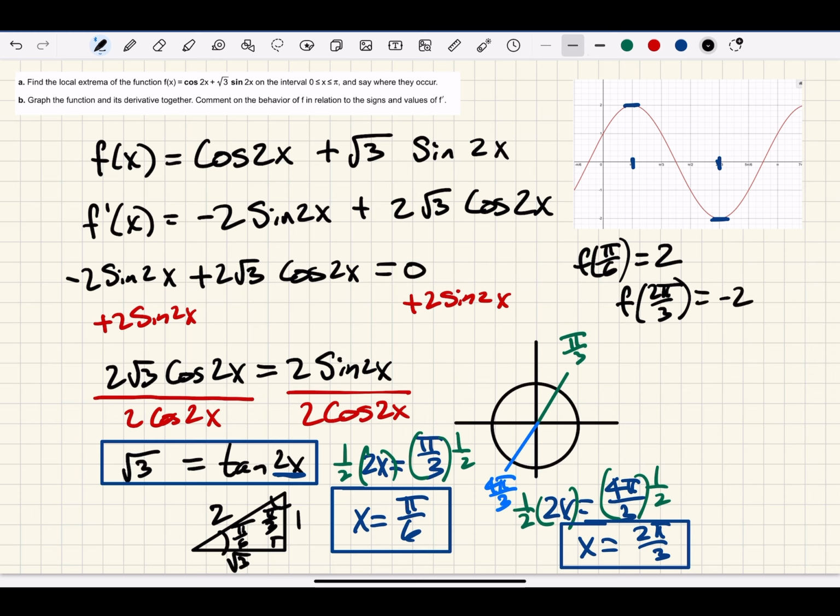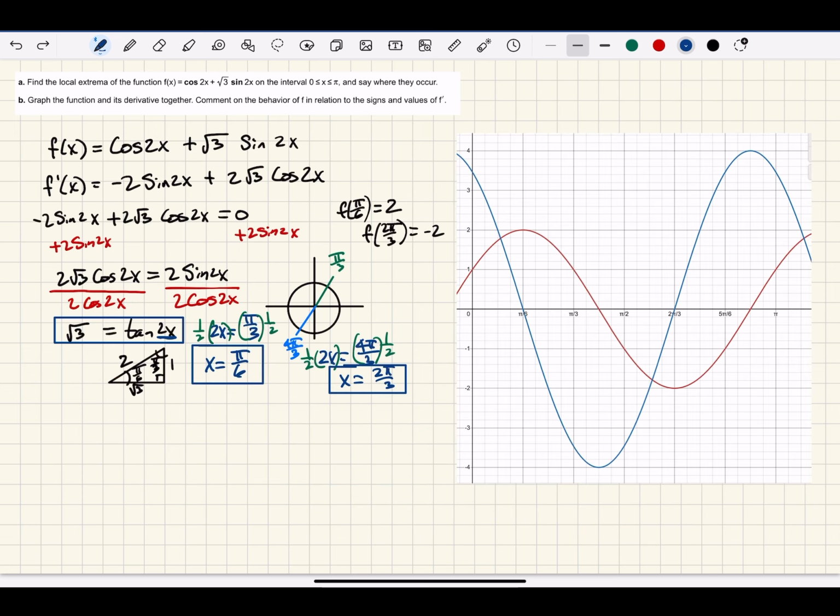The B part says to graph the function and its derivative together and comment on the behavior of f in relation to the signs and values of f prime. Here we have the function f in red and the derivative f prime of x in blue. Our relative extrema points are the point pi over 6, 2, and the point 2 pi over 3, negative 2. And we can see that the first derivative is 0 for these values of x.